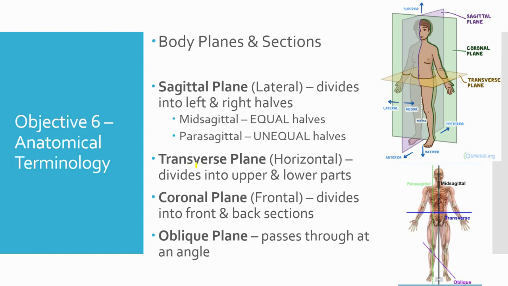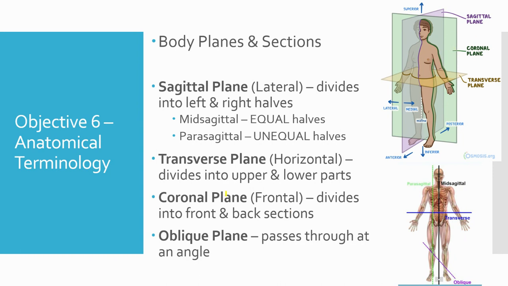All right, next is the transverse plane, and this is the one that goes across. So you can see this is the yellow one in the picture. It's separating the top and the bottom, the upper and the lower. The next one is your coronal or your frontal, and this is going to divide the front and the back. So that's the green one up here.